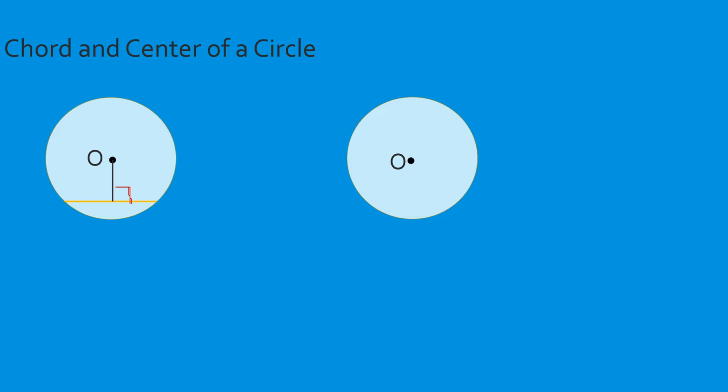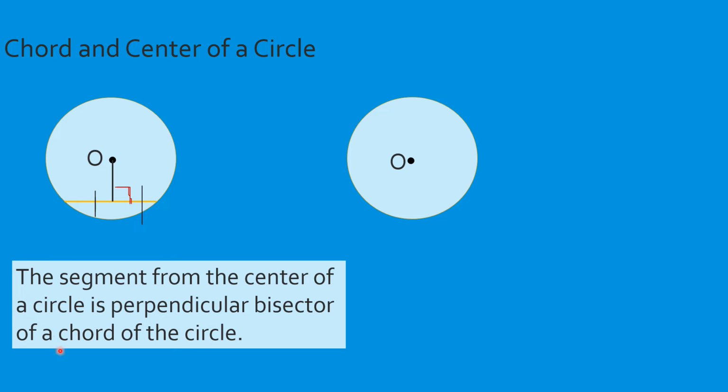Aside from being perpendicular, that segment also divides the chord into two congruent segments. It means that the length here is equal to the length there. Now, that segment from the center of a circle is the perpendicular bisector of a chord of the circle. Perpendicular bisector forms a 90 degree angle. At the same time, it divides the chord into two congruent segments.